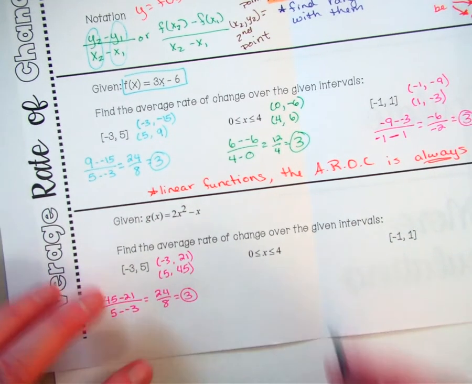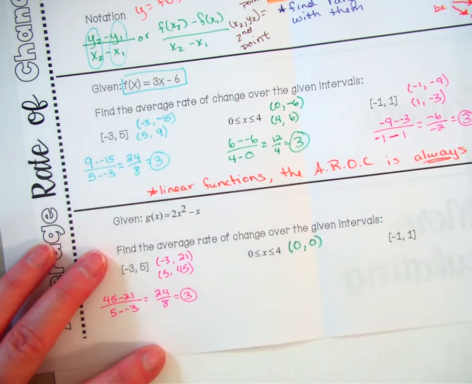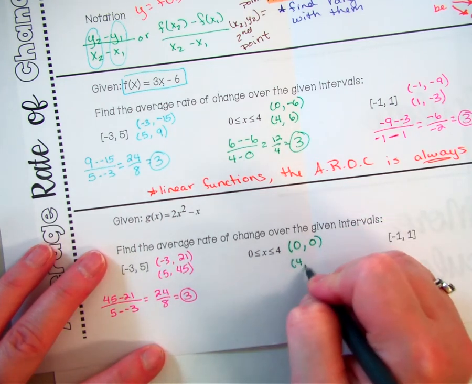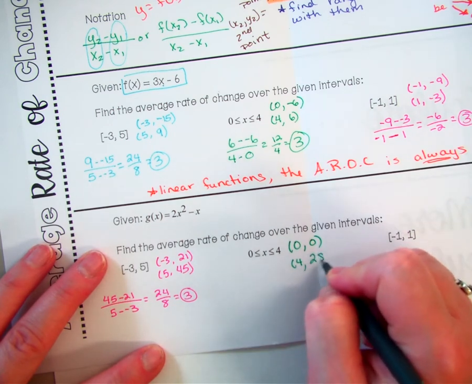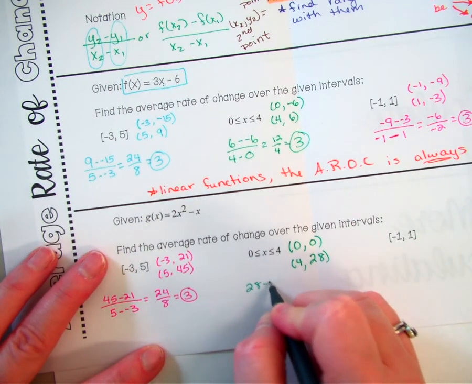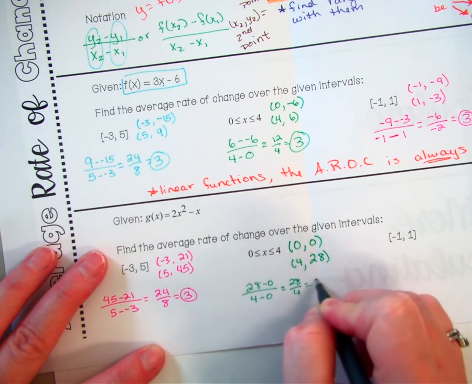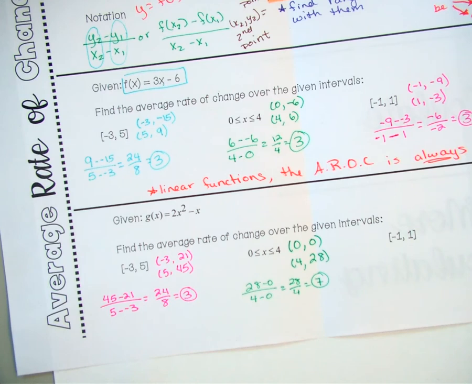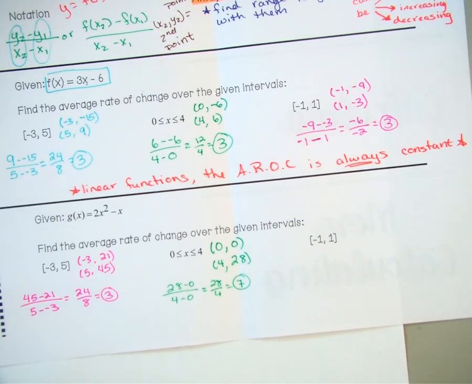So let's try our next interval, 0 to 4. If I plug in a 0, I get 0. If I plug in a 4, I get 32 minus 4, which gives me a 28. Okay, so 28 minus 0 over 4 minus 0 gives me 28 over 4, which is 7. Our average rate of change changed. It was a 3 from -3 to 5, but now from 0 to 4, it's a 7. So it's not constant with our quadratic here. Linears always are.